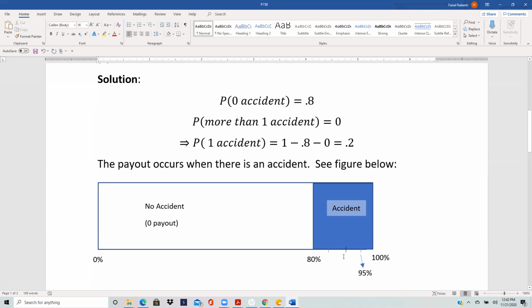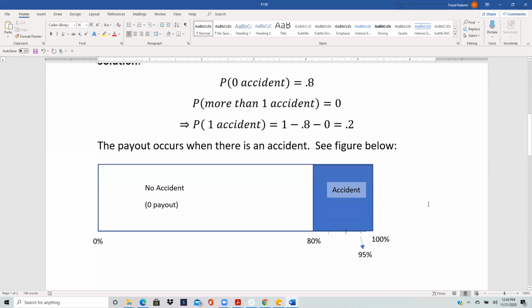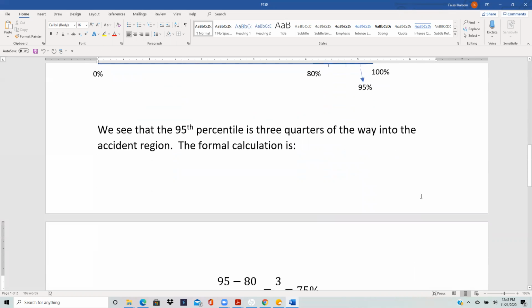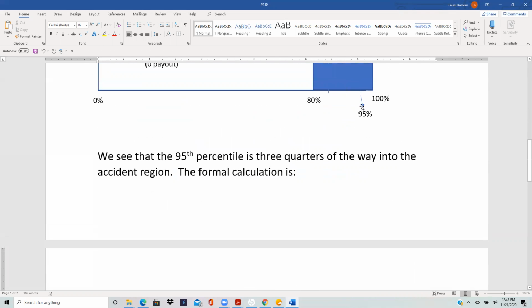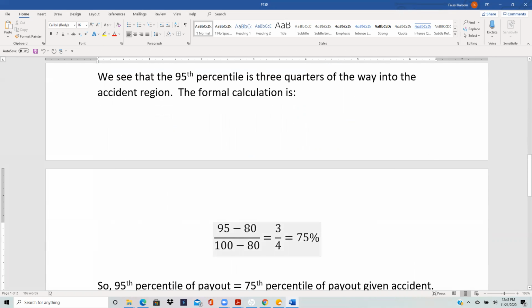But let's say the numbers are such that you can't see how much of the way the required percentile is from this point. Then the formal calculation is: you do 95 minus 80, and divide it by 100 minus 80, which is the total shaded region. That tells you that 95 is 3/4 of the way after 80. So (95 minus 80) divided by (100 minus 80) is 3/4. So it's 3/4 of the way into the accident region, and 3/4 is 75%.